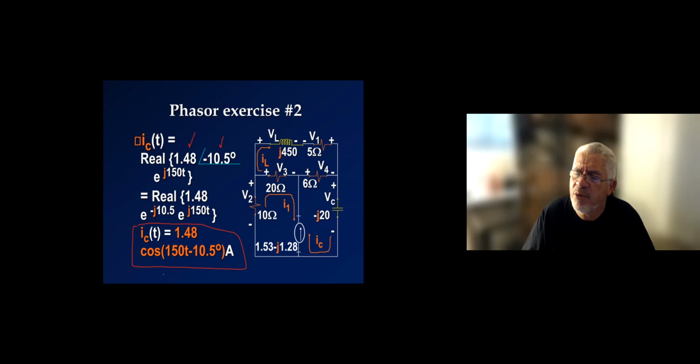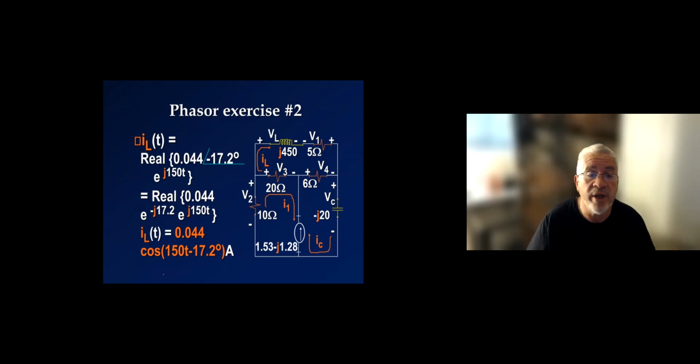Okay, so that gives you a pretty good example. This is not the hardest problem you can have in mesh, but it's pretty robust. It has a current source between two meshes, forcing you to remind yourself of how to handle super meshes and so forth. Again, we can do the same thing for IL. Once we have IL in polar form, we can use the magnitude and phase to write the real solution.